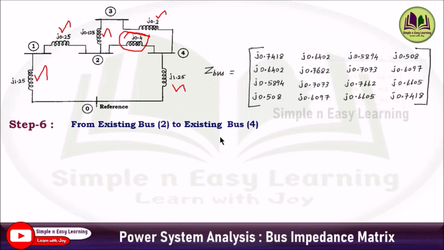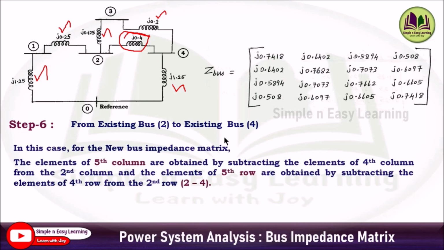Here we need to note one thing: both the buses are existing buses. The second bus is an existing bus, and the fourth bus is also an existing bus. So we cannot apply the copy paste procedure here. For this, we will be having a new procedure.